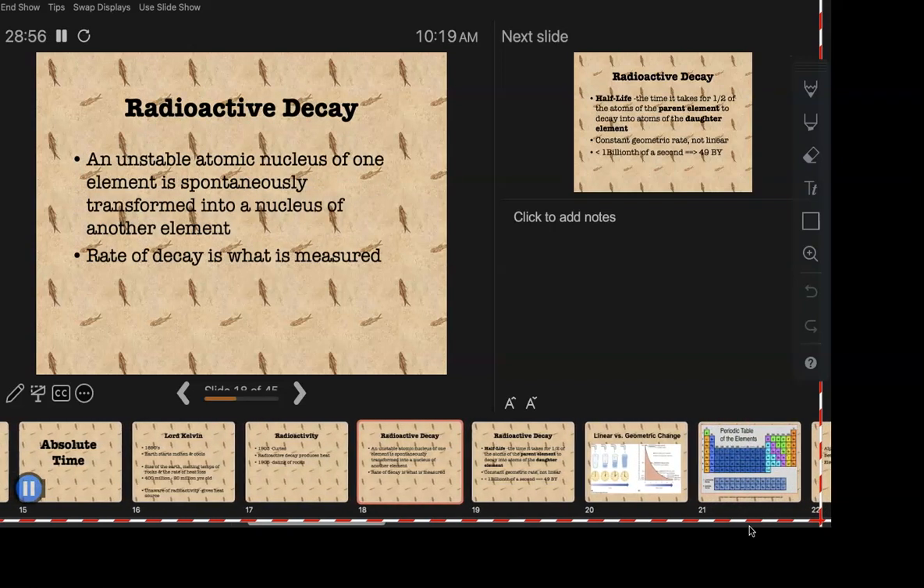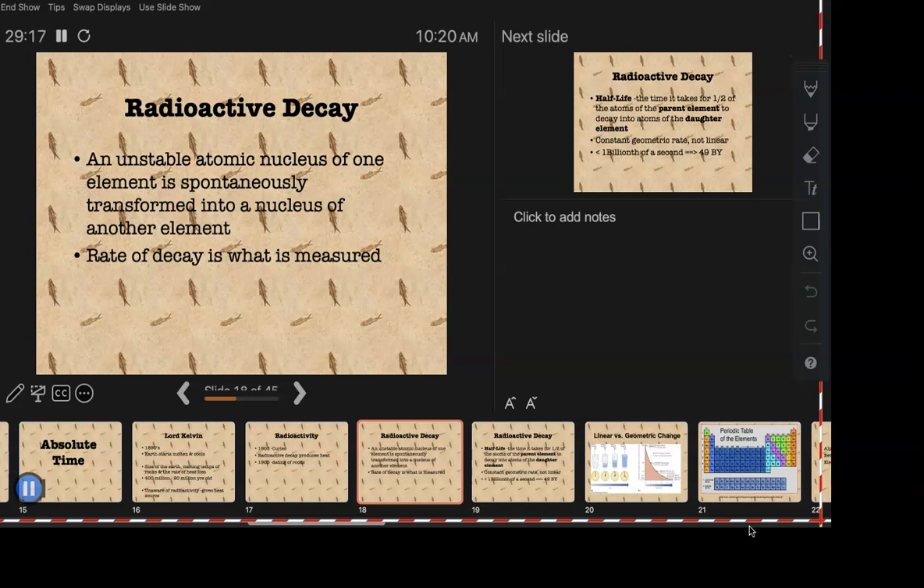So what is radioactive decay? What do we got here? An unstable atomic nucleus of one element is spontaneously transformed into a nucleus of another element. You want us to write that down? Yeah, if it makes any sense to you. The rate of decay is what is measured.